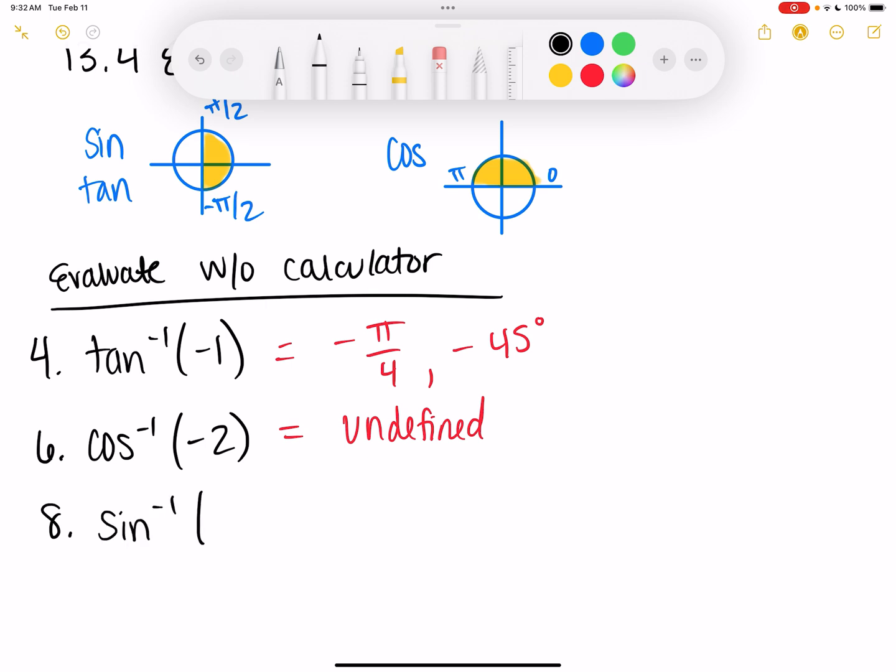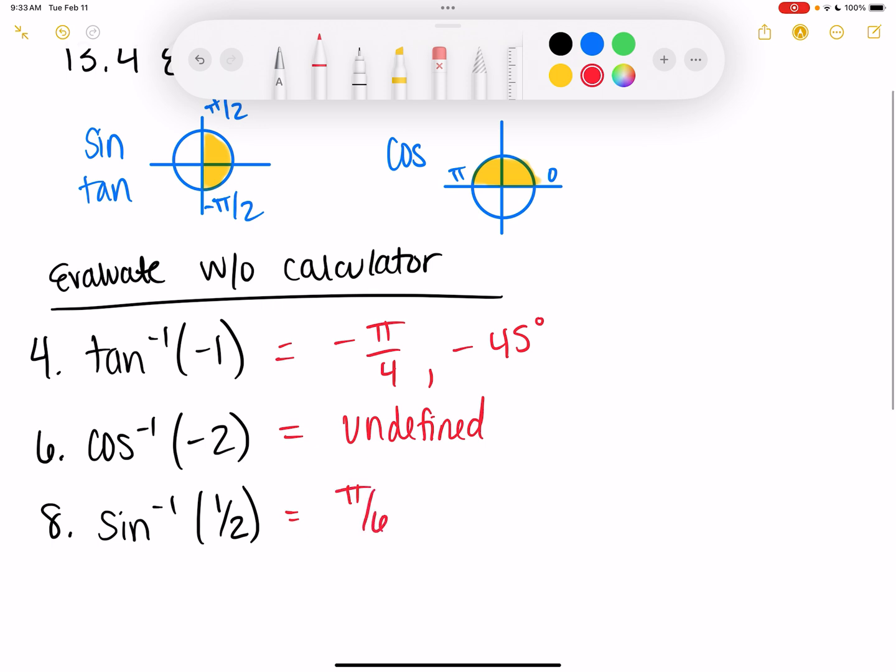Inverse sine of 1/2. So where is sine positive 1/2? Quadrant 1 and Quadrant 2. I said pi over 6, right? So sine is 1/2 at pi over 6. So it's pi over 6 or 30 degrees.